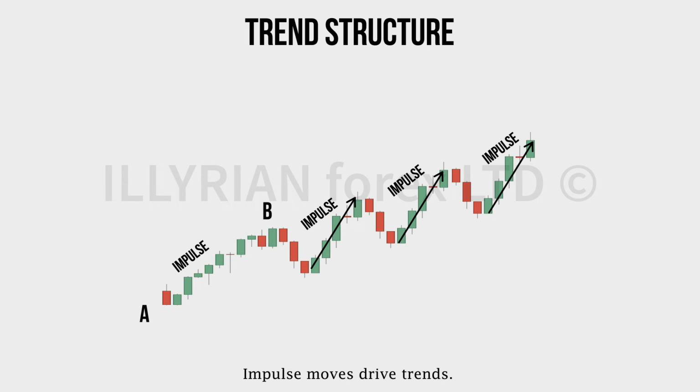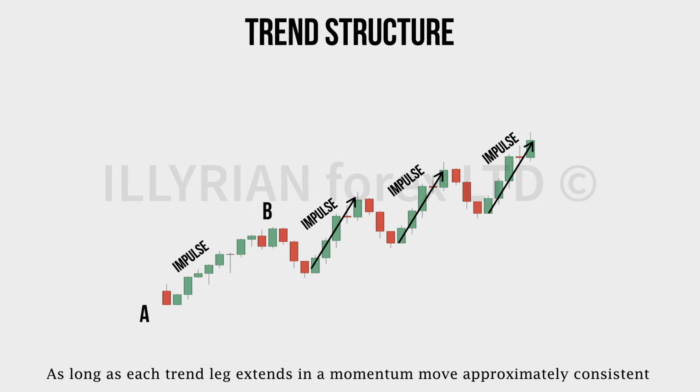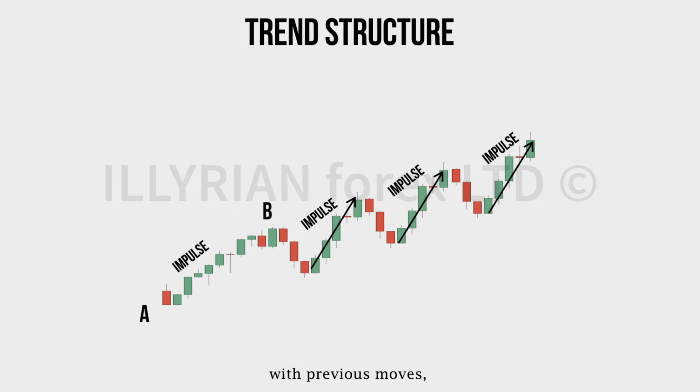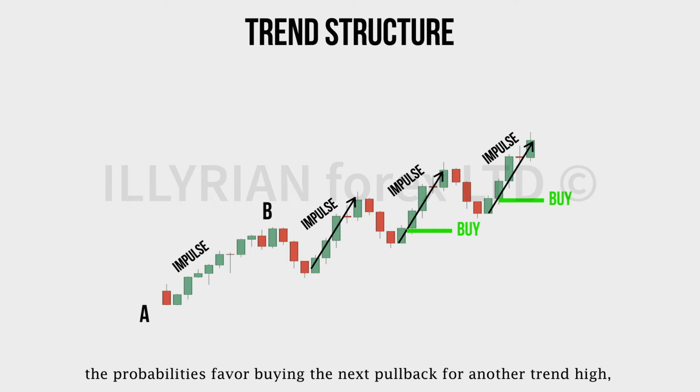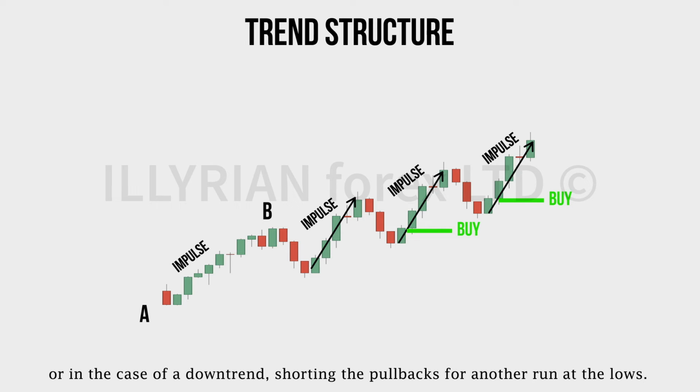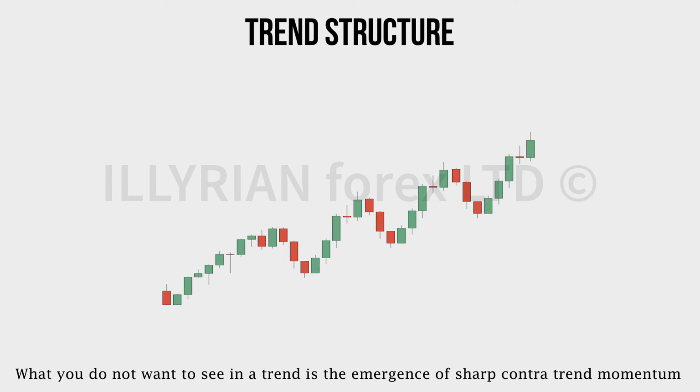Impulse moves drive trends. As long as each trend leg extends in a momentum move approximately consistent with previous moves, the probabilities favor buying the next pullback for another trend high, or, in the case of a downtrend, shorting the pullbacks for another run at the lows.